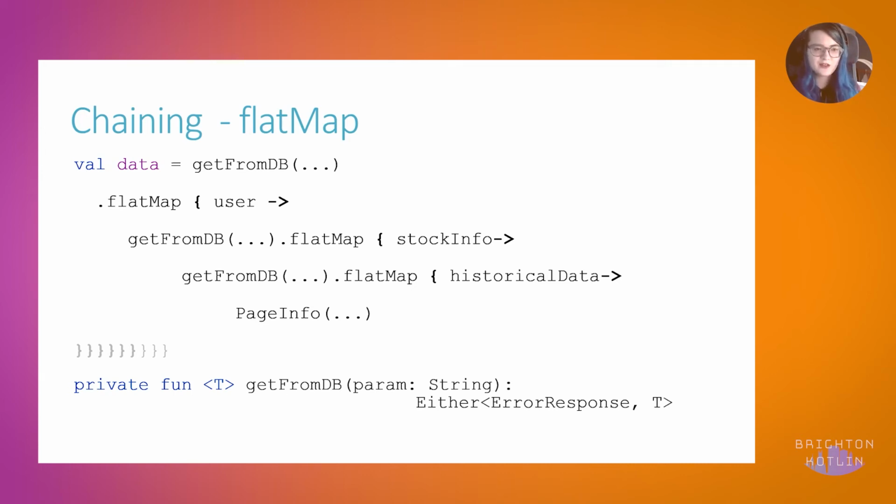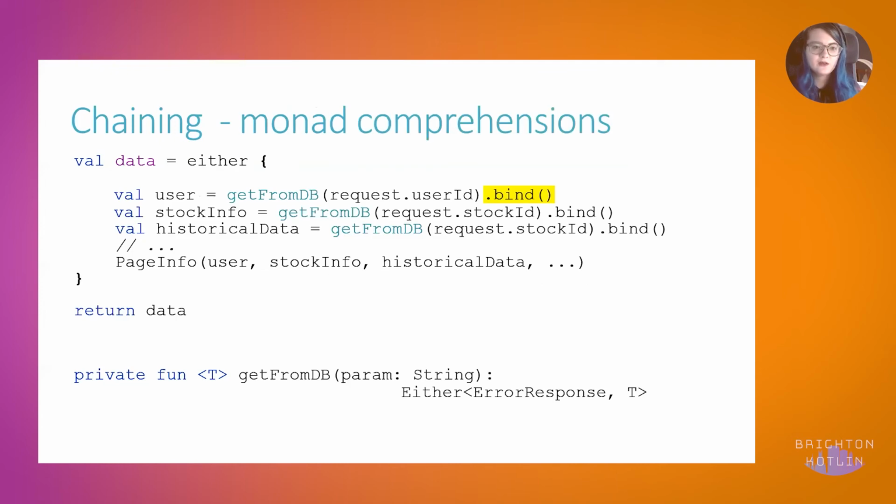Actually, this problem is solved for the most popular monads, like Either or Option. It's called monad comprehension. So we can rewrite the previous code like this. First, we are defining our either block. A small note here, the syntax of monad comprehension was changed. I think this is the most recent one, but you may find other types of syntax, which instead of either has either.fx.